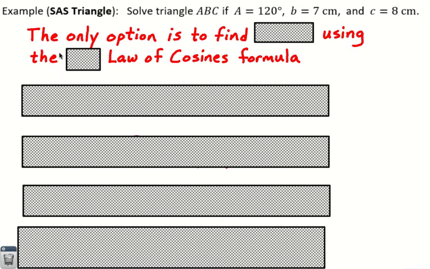So here we go. Our first of two examples is technically an SAS situation where what we're giving you is a side angle side sequence of measurements, as in angle A is 120 degrees, side b is 7 centimeters, and side c is 8 centimeters.